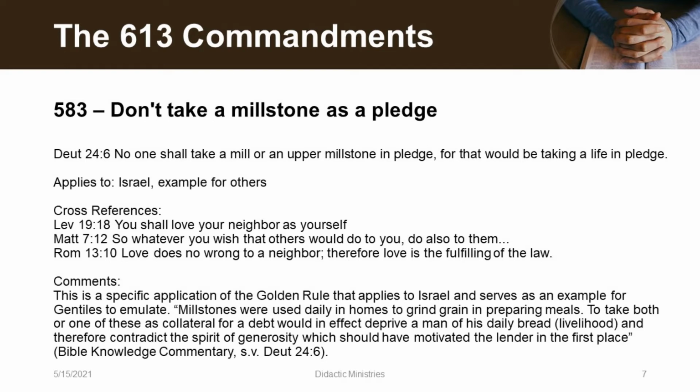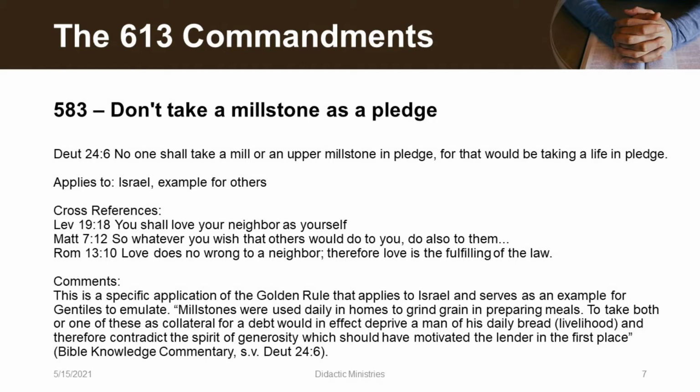Commandment 583, Don't take a millstone as a pledge. Deuteronomy chapter 24, verse 6 says, "No one shall take a mill or an upper millstone in pledge, for that would be taking a life in pledge." This is a moral command for Israel and an example for Gentile nations to emulate. It is a specific application of the Golden Rule.